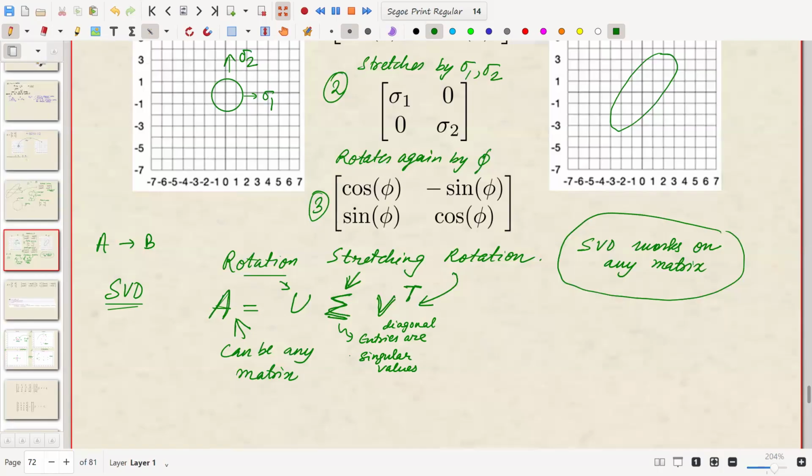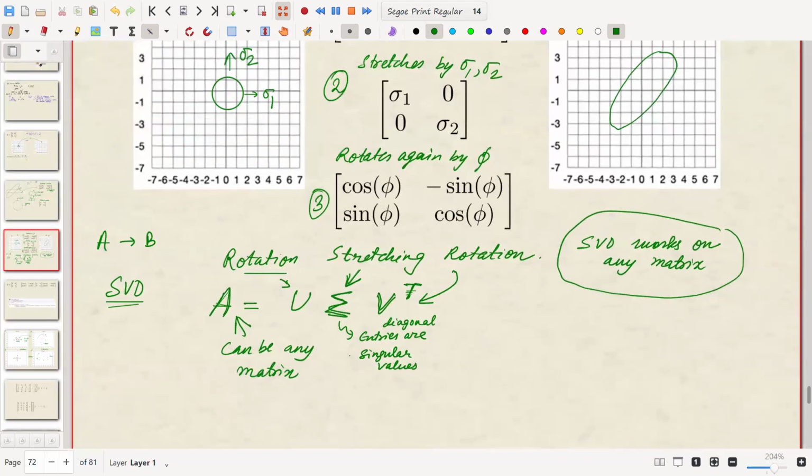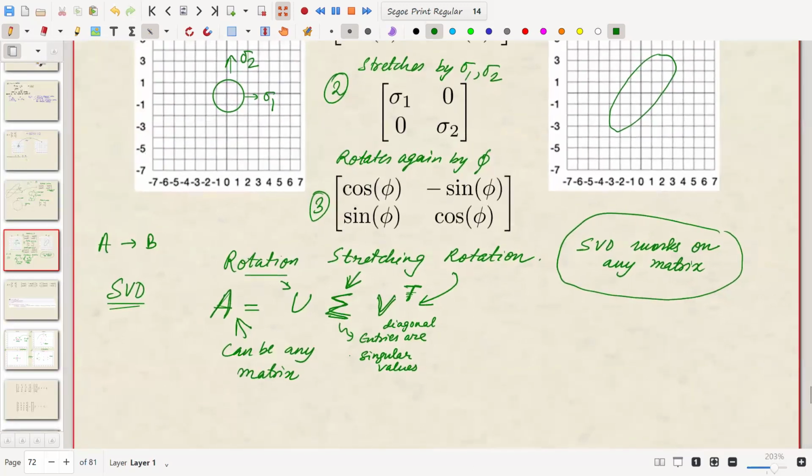Don't worry about this transpose. In some books you might see a dagger, some notation like that. It just makes sure that both are rotation matrices, but it's just following the notation. There is not much interpretation about why the dagger or the transpose is used. It's just the notation people have been using. Fine. So this is what SVD does.